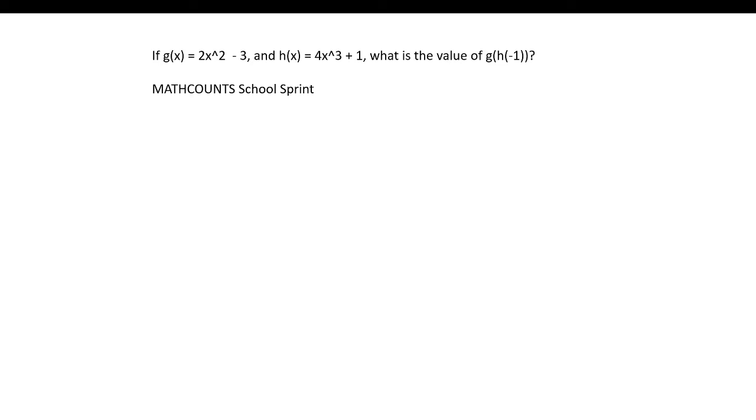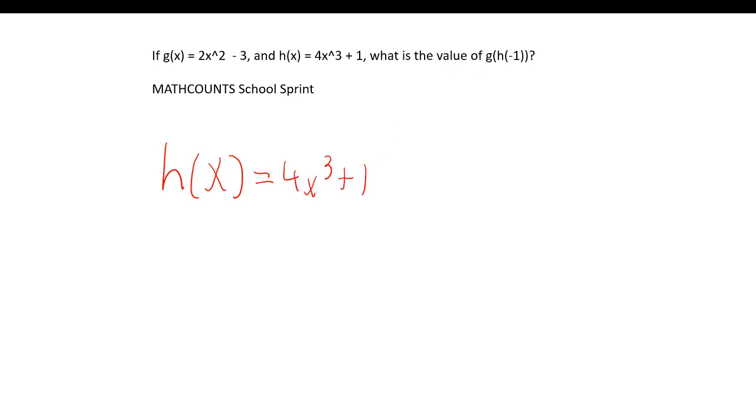All math counts problems. If g of x is equal to 2x squared minus 3 and h of x is equal to 4x cubed plus 1, what is the value of g of h of negative 1? We have g of h of negative 1, and h of x is equal to 4x cubed plus 1. We evaluate from the inside out. H of negative 1, we have h of x is equal to 4x cubed plus 1.